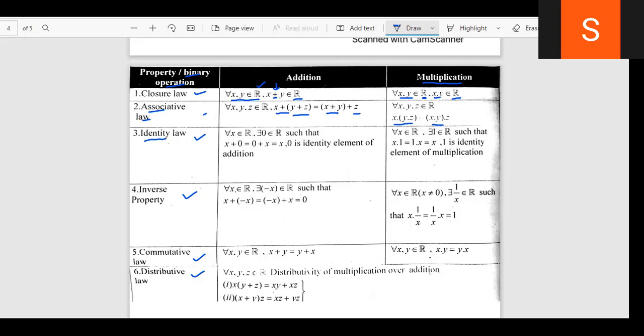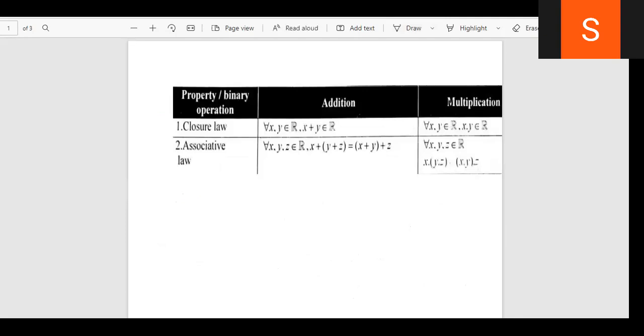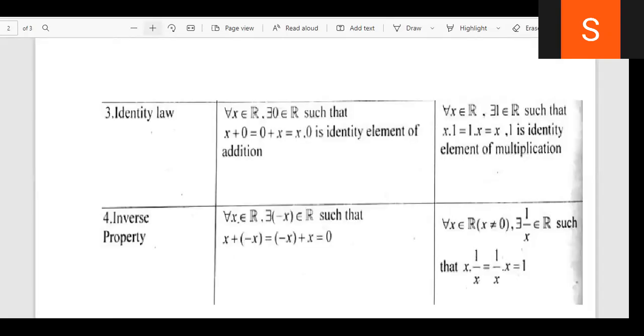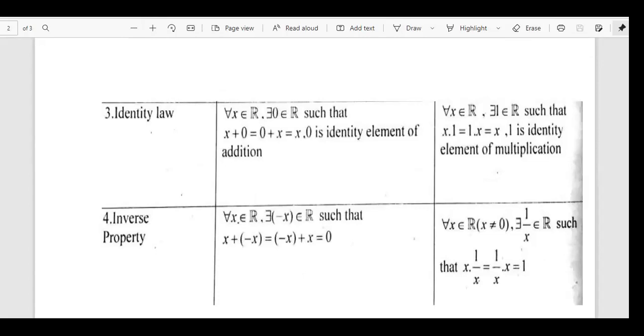Now can you still see the screen, the new tab? Yes. Okay. So over here, basically, we have discussed closure law, associative law, and now I am on the identity law. So let's read it again, okay? Because this is what we have to discuss. We already discussed this in the last class, but still it is important. It is new as well. Identity law.